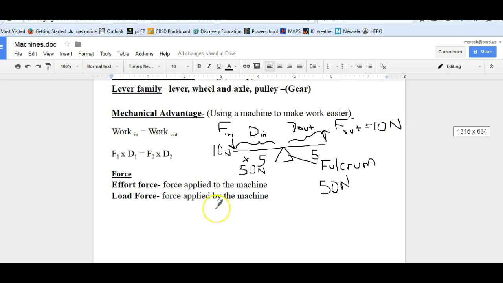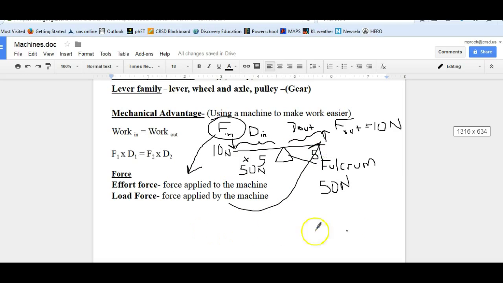Okay, now here's the deal though. Let me add these definitions before I show you this. The effort force is this force right here, the force in. That's this one. And then the load force is this force out.